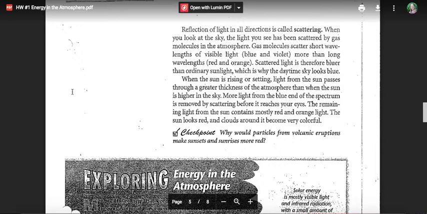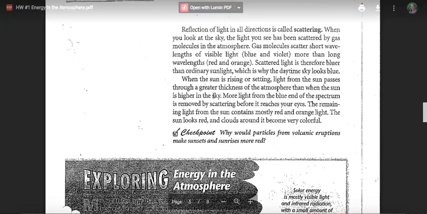When the sun is rising or setting, light from the sun passes through a greater thickness of the atmosphere than when the sun is higher in the sky. More light from the blue end of the spectrum is removed by scattering before it reaches your eyes. The remaining light from the sun contains mostly red and orange light. The sun looks red, and clouds around it become very colorful.